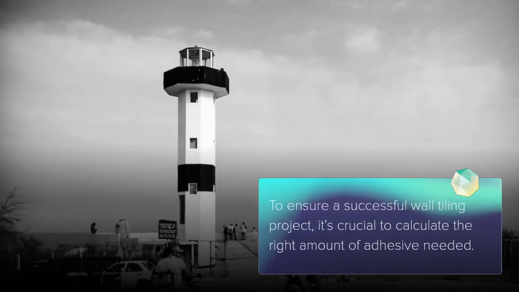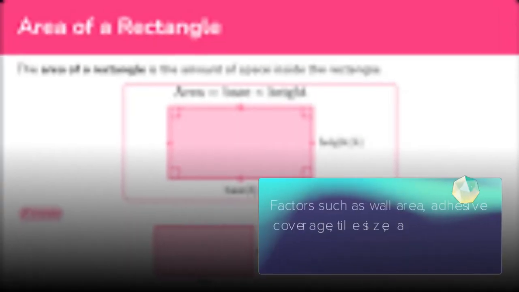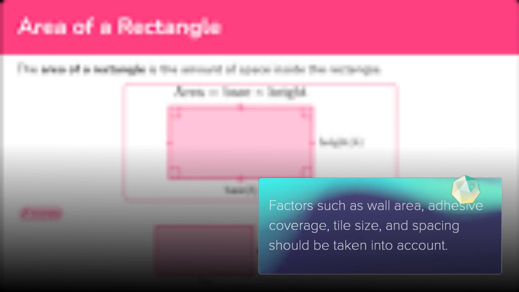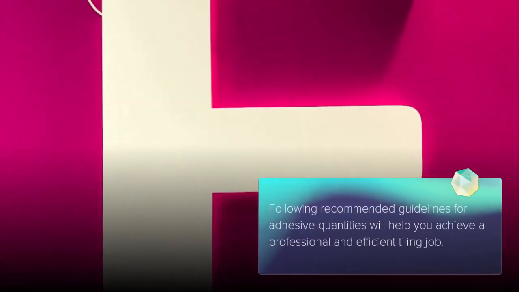To ensure a successful wall tiling project, it's crucial to calculate the right amount of adhesive needed. Factors such as wall area, adhesive coverage, tile size, and spacing should be taken into account. Following recommended guidelines for adhesive quantities will help you achieve a professional and efficient tiling job.